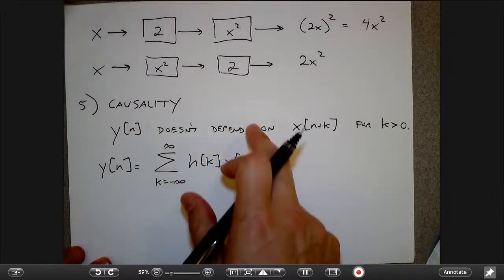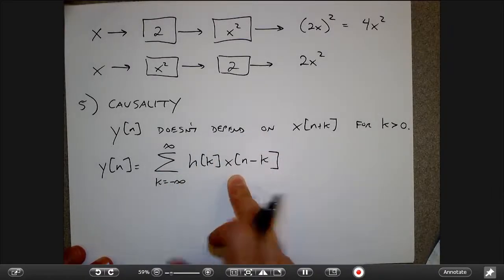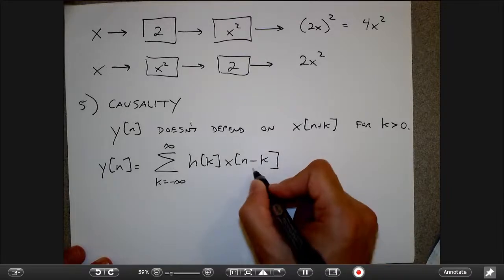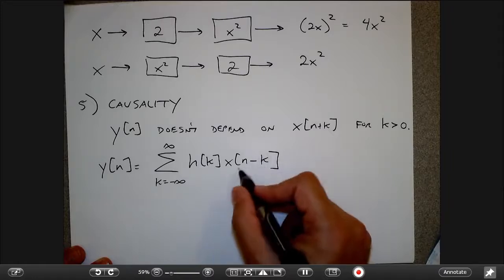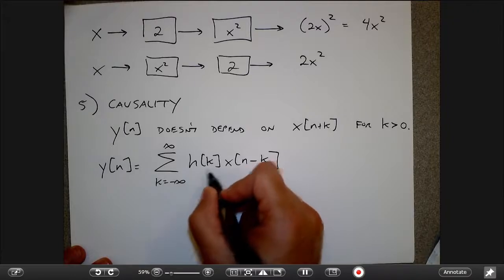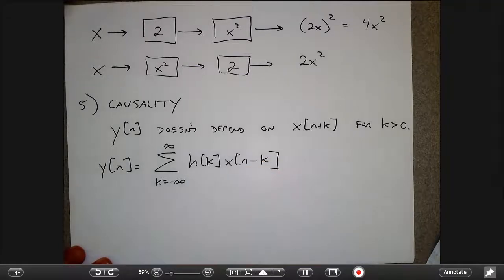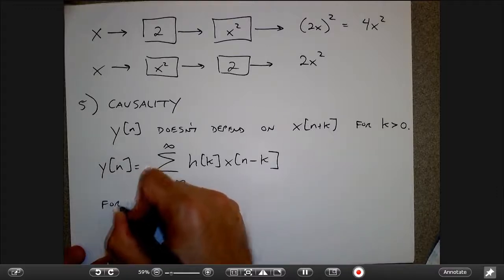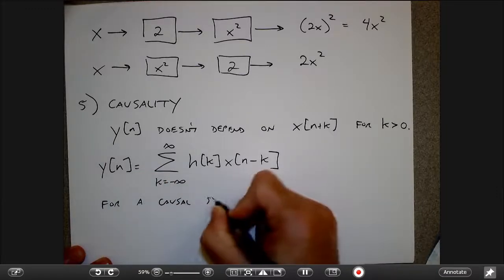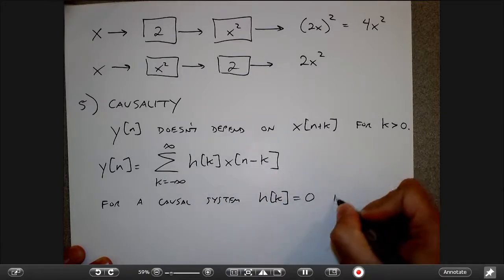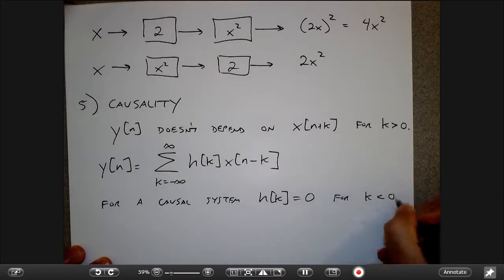Looking at how that applies to this formula, if k is negative here, that means I'm looking into the future of x. So if I have a causal system, the corresponding impulse response value has to be 0. I have to be multiplying future values of x with 0 for this to work. That means that for a causal system, h of k has to equal 0 for k less than 0.